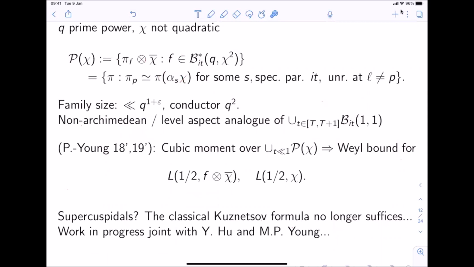Using these families, we were able to prove the Weil bounds for all of these forms occurring in these families, and then also in particular L(1/2, chi) for chi any Dirichlet character of any modulus. So this is already a few years ago, and this was joint work of myself and Matt Young.